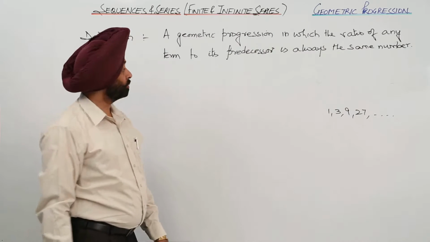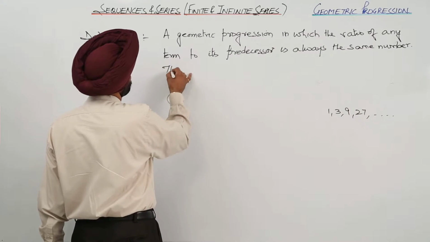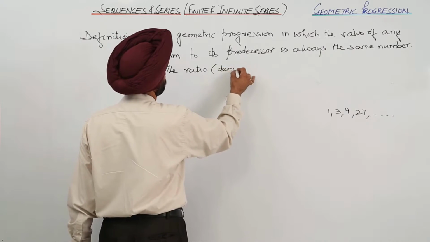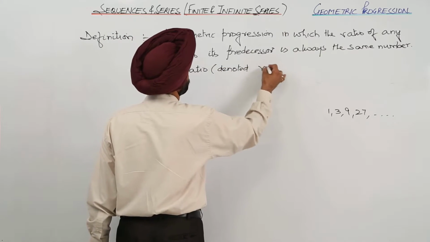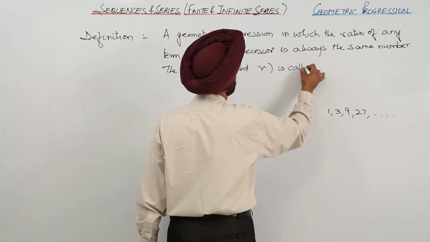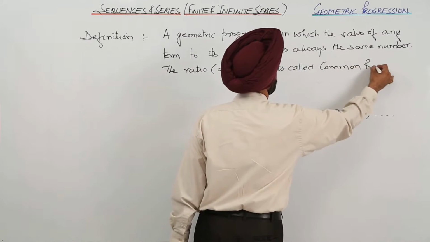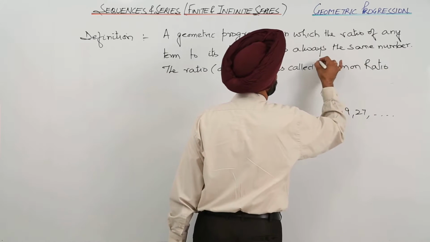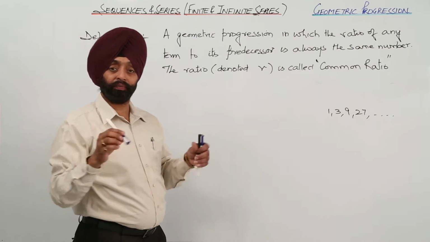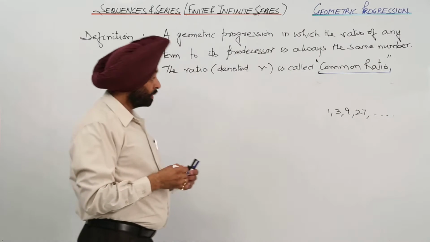To its predecessor is always the same number. The ratio denoted by small r is called the common ratio. Now in the arithmetic progression, what were we having? In the arithmetic progression we were having a common difference. Now here we are having a common ratio. Okay. Once more.